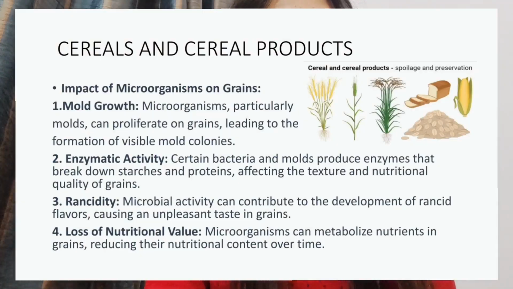Then let's begin with different food products and their spoilage. In particular, we have cereals and cereal products. The impact of microorganisms on grains is mold growth. Mold can grow on cereals and cereal products. Then there is enzymatic activity as well. Certain bacteria and molds produce enzymes that break down starches and proteins, which affect the texture and nutritional quality of grains.